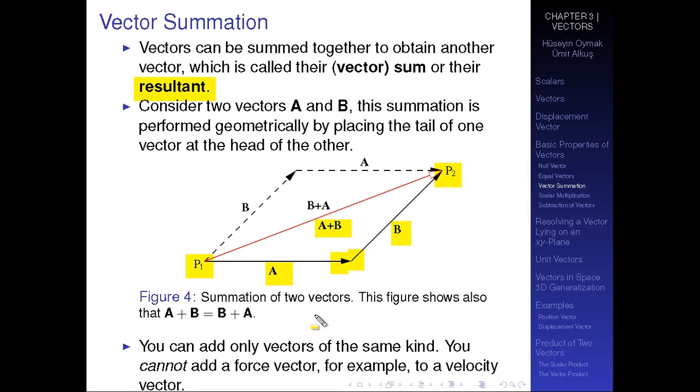Keep always in mind that it is impossible to apply a vector summation on vectors of different kinds. For instance, a velocity vector and a force vector cannot be summed because the result is both physically and geometrically nonsense.